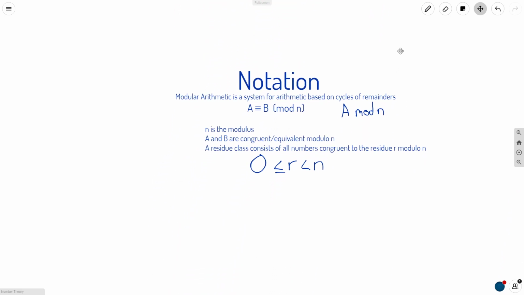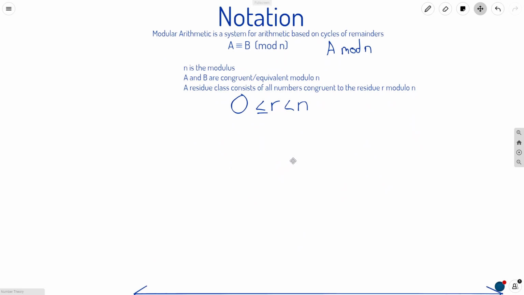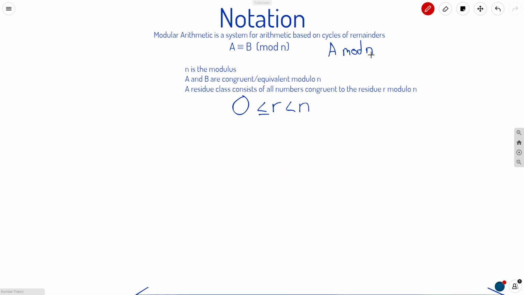So I'm going to introduce a little bit of notation when it comes to modular arithmetic, and I don't want to get bogged down in the terminology here, but modular arithmetic is a system for arithmetic based on cycles of remainders, and I touched upon that a little earlier. And like the clock, a cycle of remainders is just remainders when divided by a number.